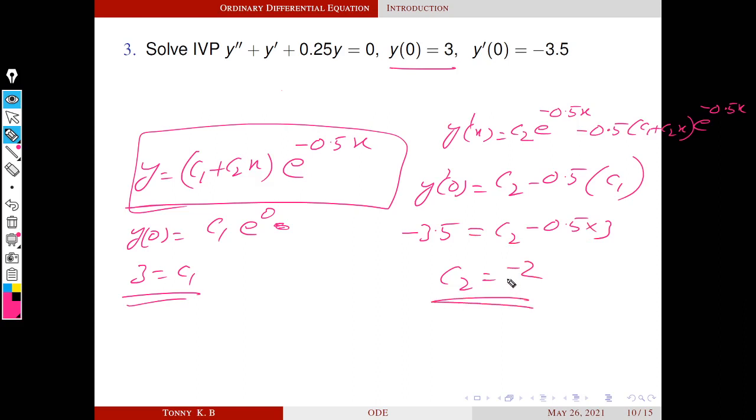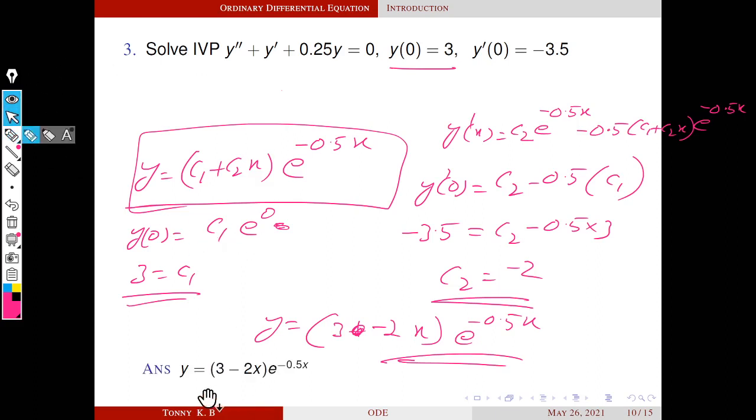You have to find a particular solution satisfying all these conditions. So we just substitute c1 and c2 into this expression to find the final solution. The final solution y is equal to c1, which is 3, and c2 is minus 2, so minus 2x, times e raised to minus 0.5x. So this is the solution satisfying all these conditions: y is equal to (3 minus 2x) into e raised to minus 0.5x. These types of solutions are called particular solutions, the solution obtained from the general solution by substituting particular values of c1 and c2.